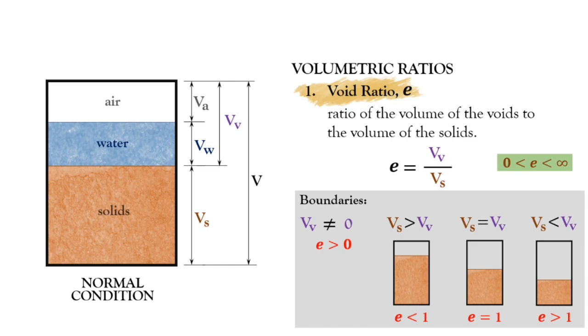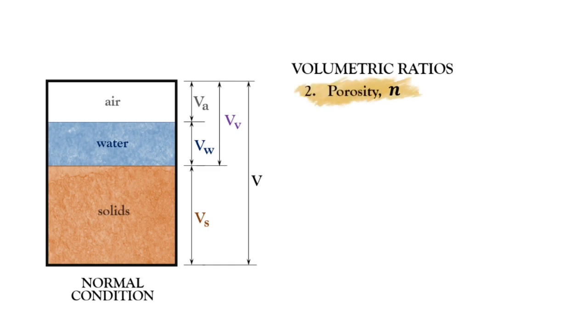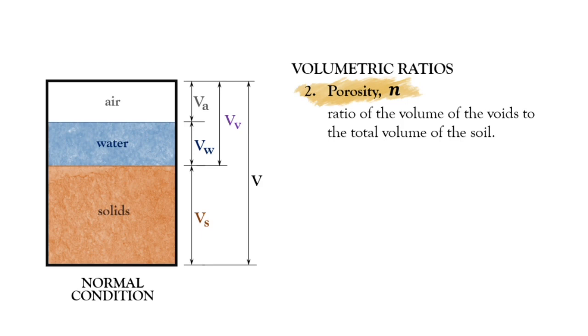Proceed tayo sa next volumetric ratio, which is the porosity, na i-designate natin siya as n. So, ang porosity is the ratio of the volume of the voids, this time, to the volume of the soil.